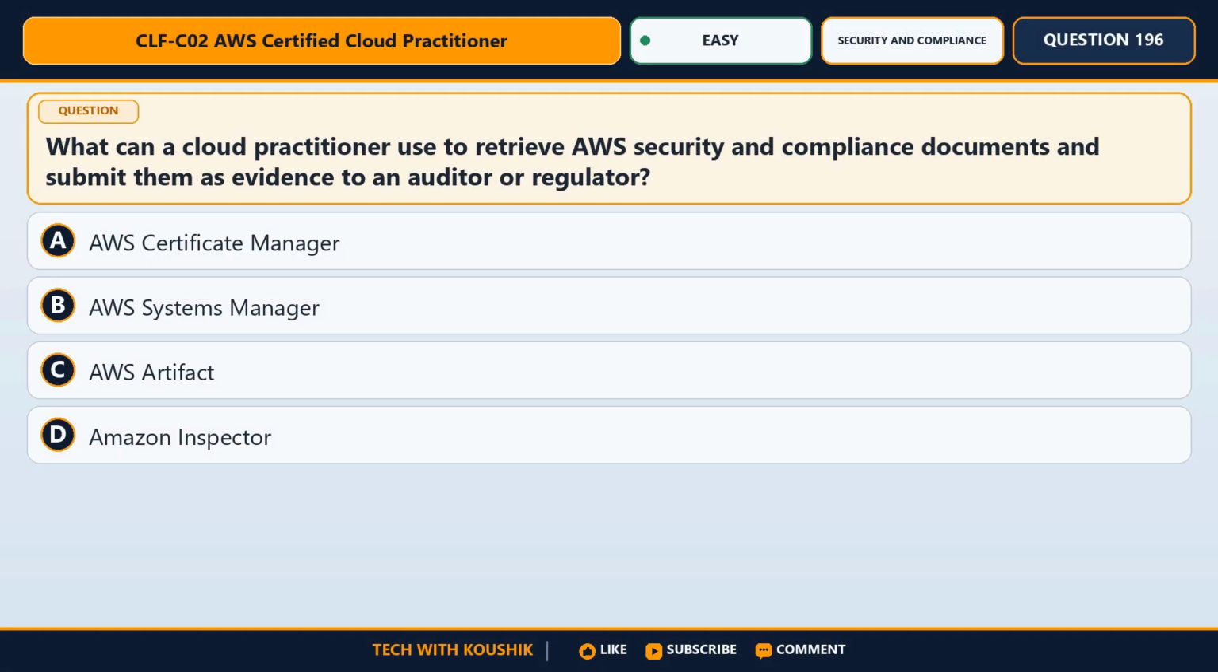Question number 196. What can a cloud practitioner use to retrieve AWS security and compliance documents and submit them as evidence to an auditor or regulator? Option A. AWS Certificate Manager. Option B. AWS Systems Manager. Option C. AWS Artifact. Option D. Amazon Inspector.